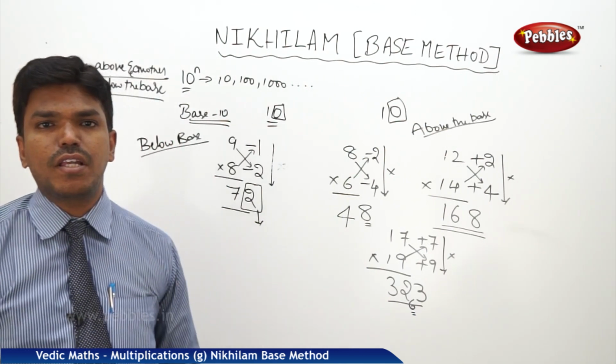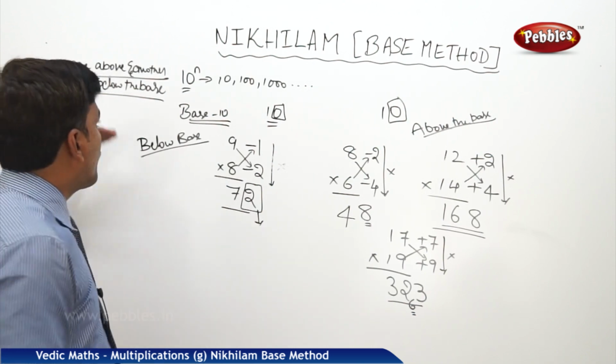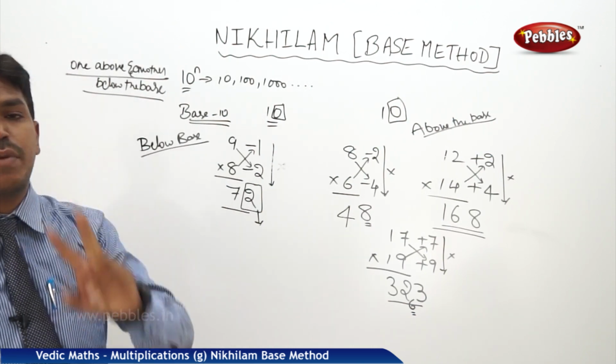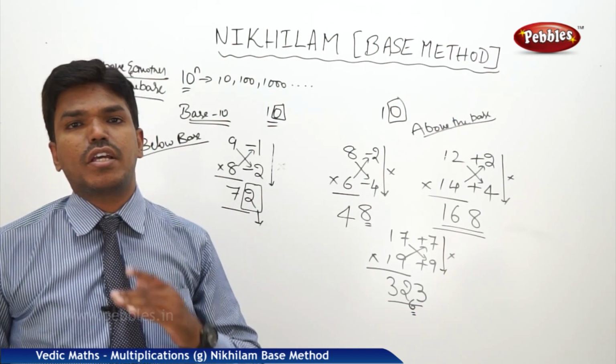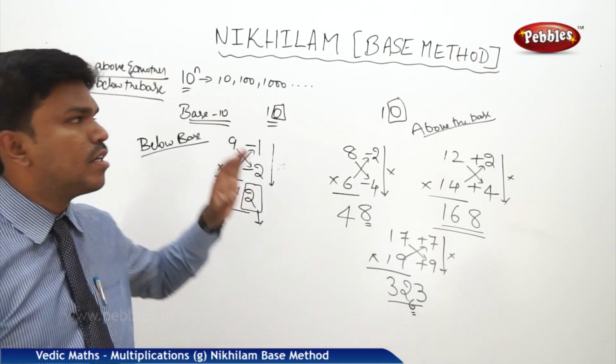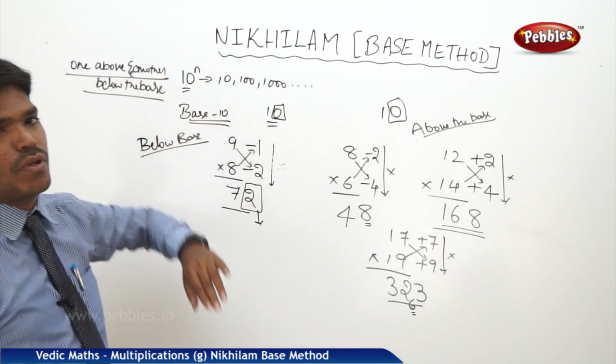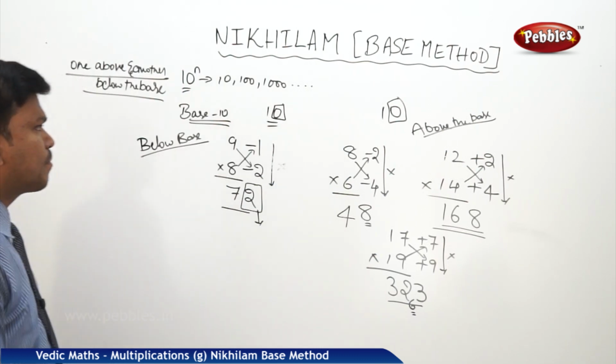So we are going to see one more case, that is one above the base. That means if you are going to multiply two numbers which are nearer to the base, one above the base as well as one below the base, how to multiply them? Now let us see.